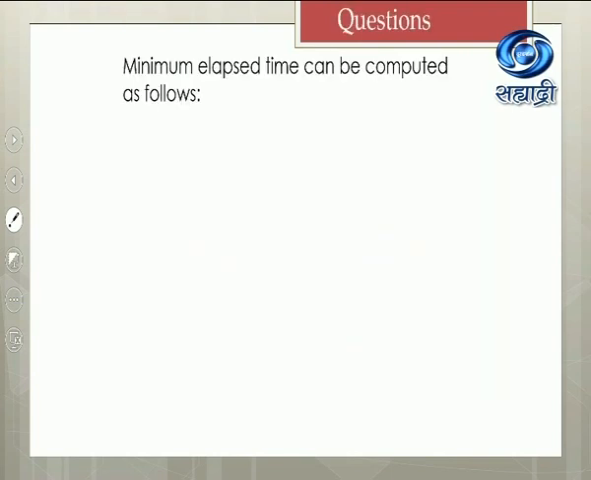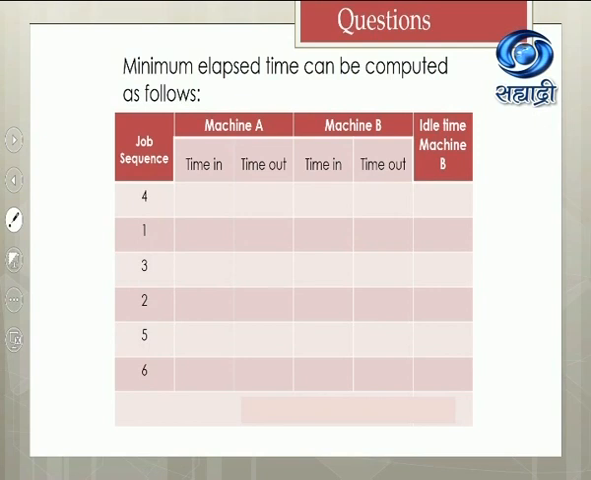So minimum elapsed time can be computed as follows. This is the sequence which we obtained, 4, 1, 3, 2, 5, 6. It will, in machine A, it will go in 0 minutes, come out in 20. Then it will go in 20 and come out in 80. So idle time for machine B is 20 hours. Then for job 1, it will go in 20 hours, come out after 50 because 20 plus 30 will give you 50. Now again 50 and 80.